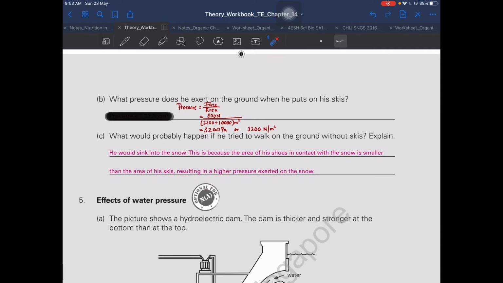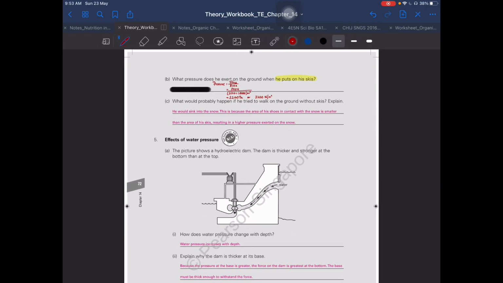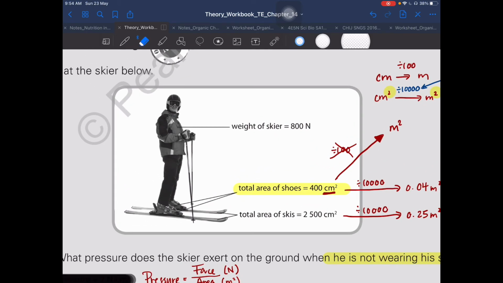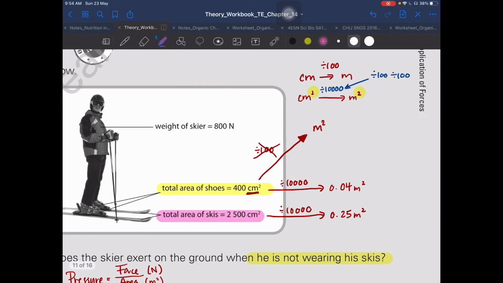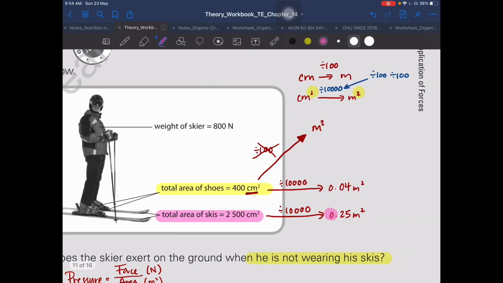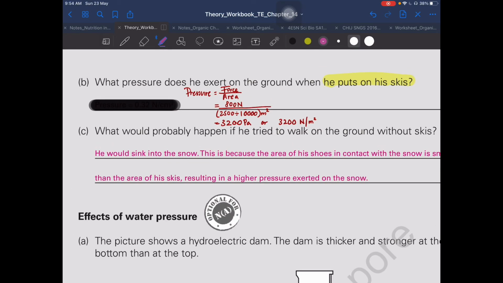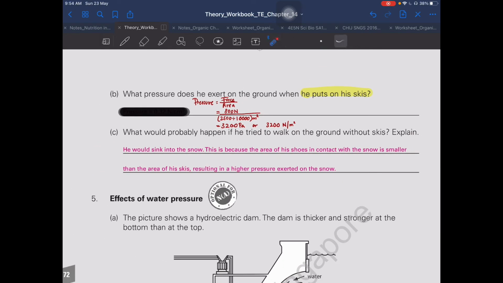In the next question, they are asking you what will happen if he were to put on his skis. Now, of course, this time around we are looking at a different set of area. Because we are looking at the ski, the area that we are interested in now is here. So by dividing it by 10,000, we'll end up with 0.25 square meters, which we are going to use in our calculation over here. And this will show you that the amount of pressure now is actually 3,200 Pascal or 3,200 Newtons per square meter.